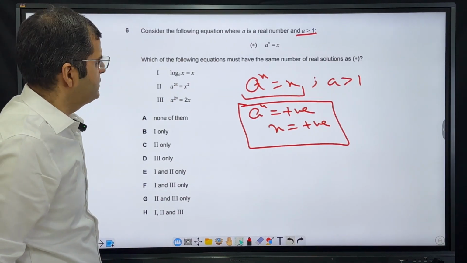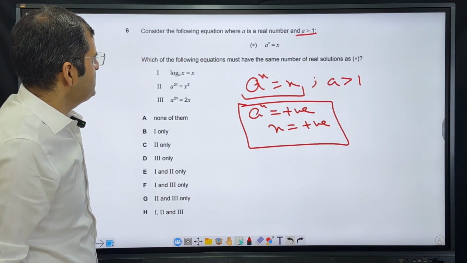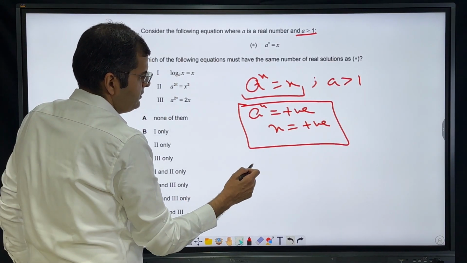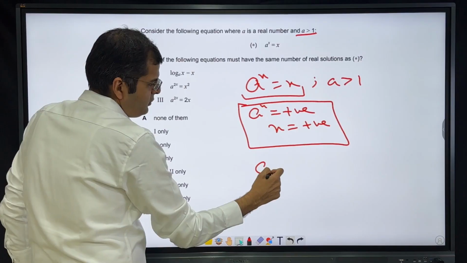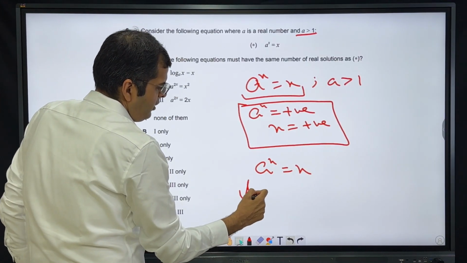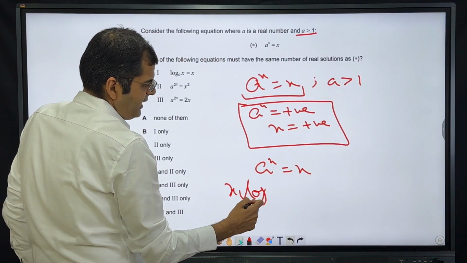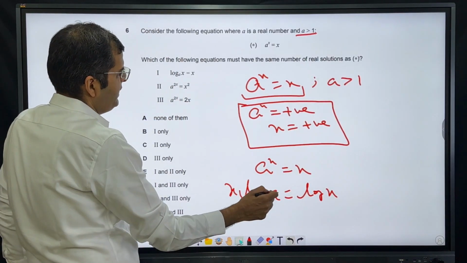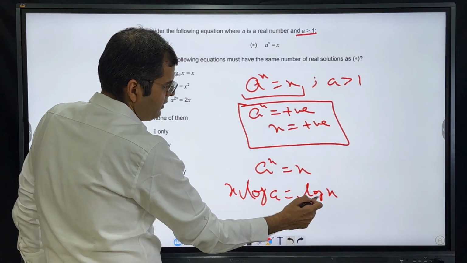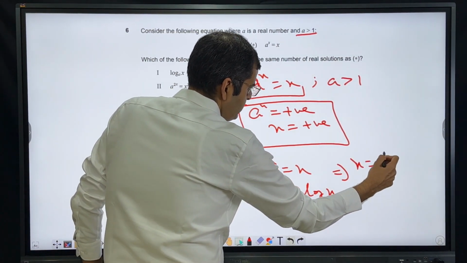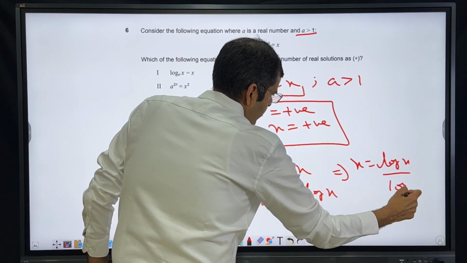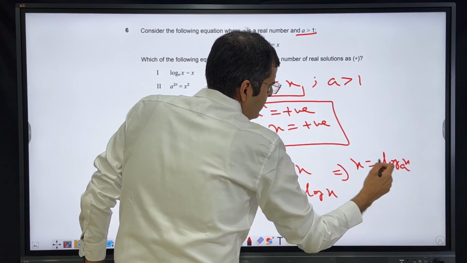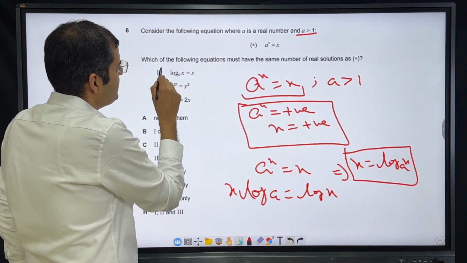Now we will look at the options. First option says that log of x to the base a is x. In this case, if a raised to x is x, if I take log on both sides, this is x log a is equal to log x. If log a goes on the other side, x is equal to log x upon log a. Log x upon log a is nothing but log of x to the base a. So these two statements are the same.